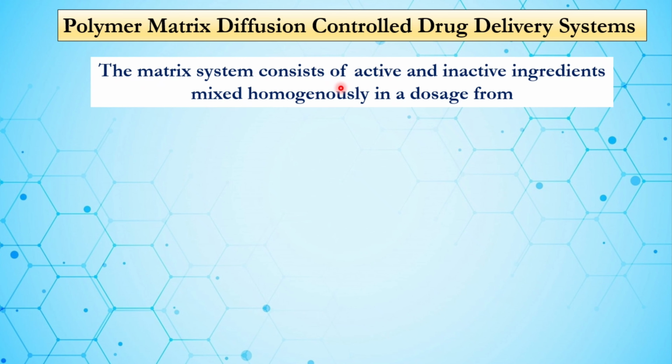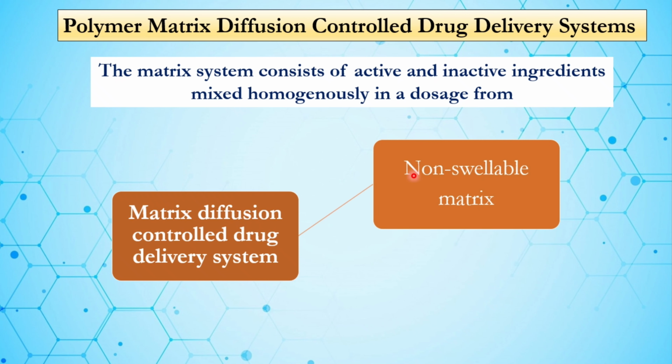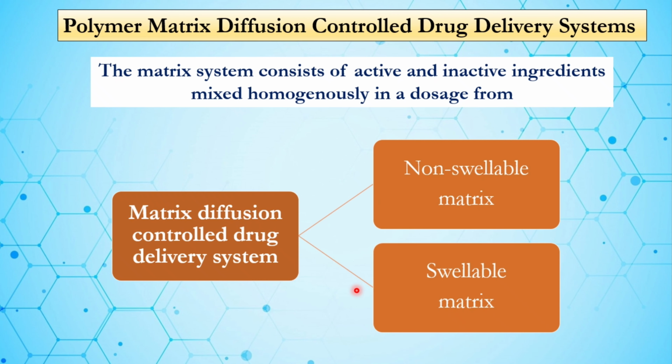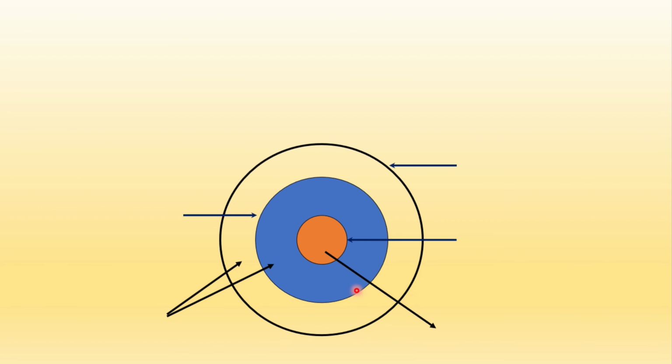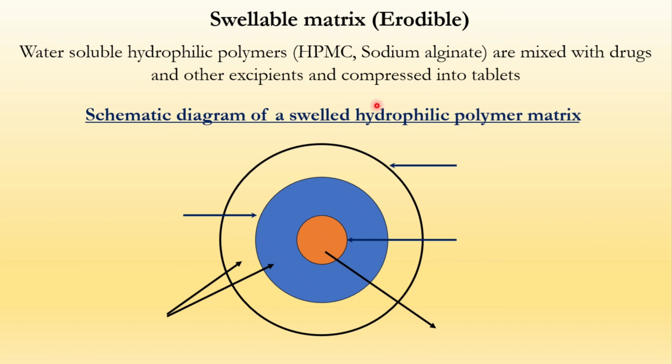The matrix system consists of active and inactive ingredients mixed homogeneously in a dosage form. They can be divided into a non-swellable matrix and a swellable matrix. This swellable matrix type tablet is prepared by mixing drug and water-soluble hydrophilic polymers such as HPMC, sodium alginate, and other excipients. This is a schematic representation of the swelled hydrophilic polymer matrix.